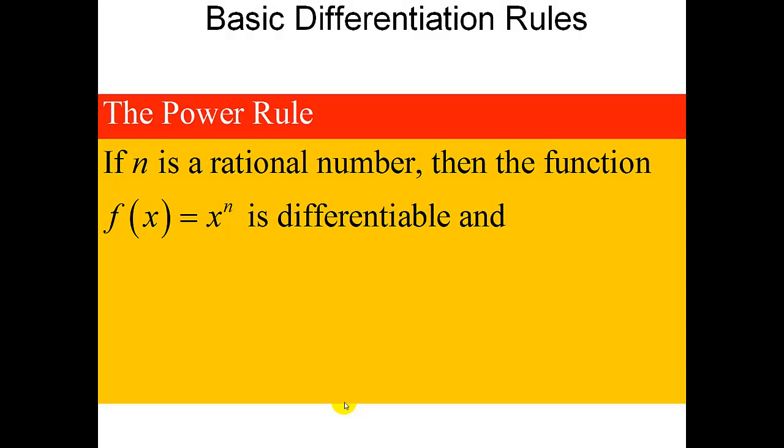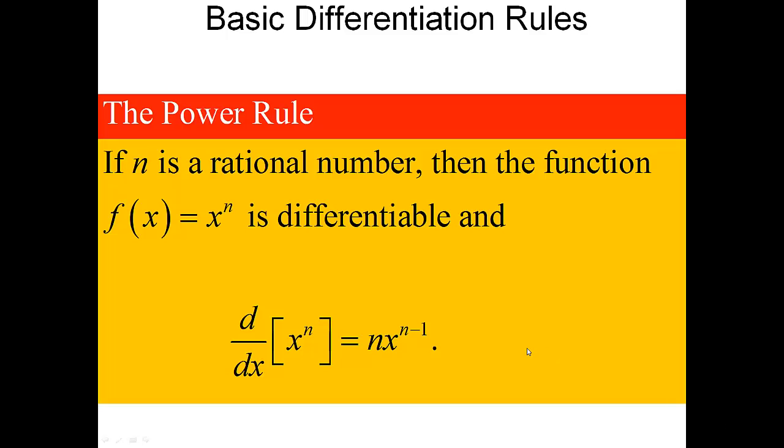Now, the power rule. If we have a rational number called n, then a function f of x equals x to the power n, like x to the third power, for example, is differentiable because it's a polynomial function. Polynomial functions are continuous. And the derivative of x to the n power with respect to x is going to be n, the original power, times x to the n minus 1 power.